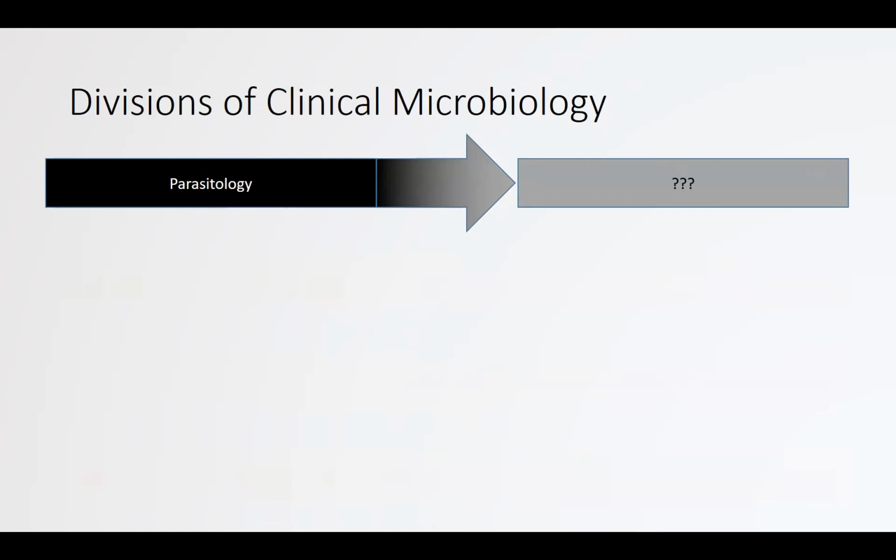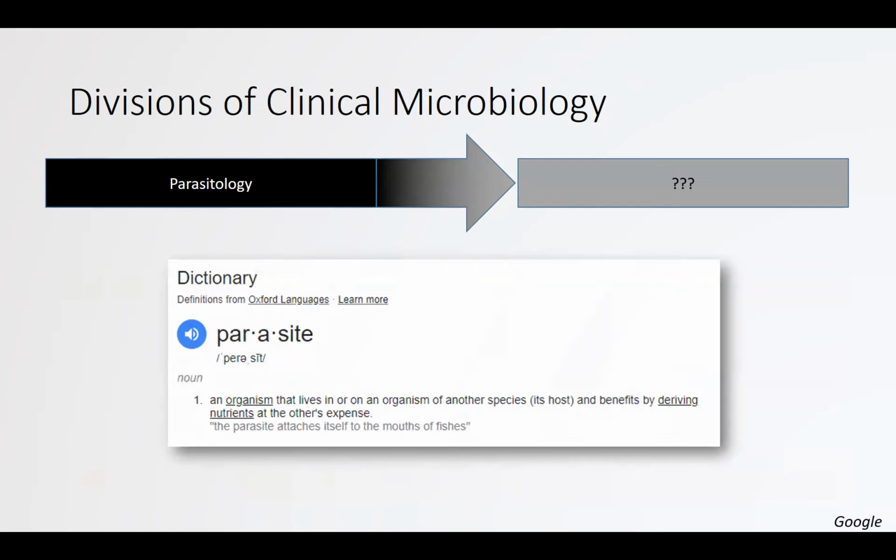Well, you would think about it, and you would say, well, what is a parasite? And this is the definition. One of the best ones I found from Google, of course. An organism that lives in or on an organism of another species and benefits by deriving nutrients at the other's expense. And I would argue that the important thing here is at the other's expense. You have the host, who is being harmed by this organism, and the parasite itself, which is getting some kind of benefit from it.